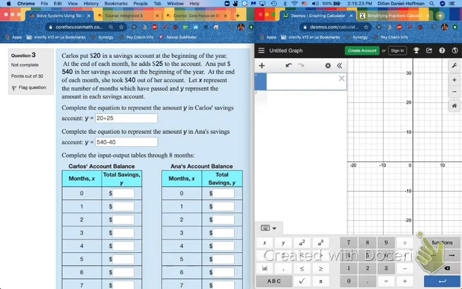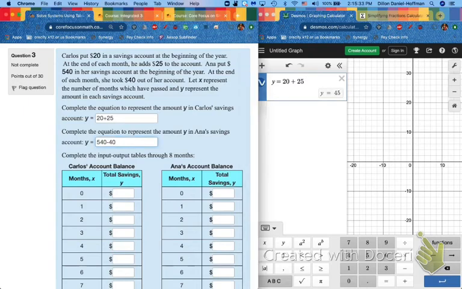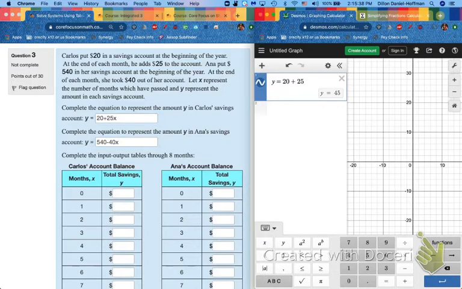Then I could type in Y equals 20 plus 25. Oh, check it out. So because it's each month that she takes it out, put an X on the end of each of these. I'm going to match that here too. So 25X, and I've got Y equals 540 minus 40X.